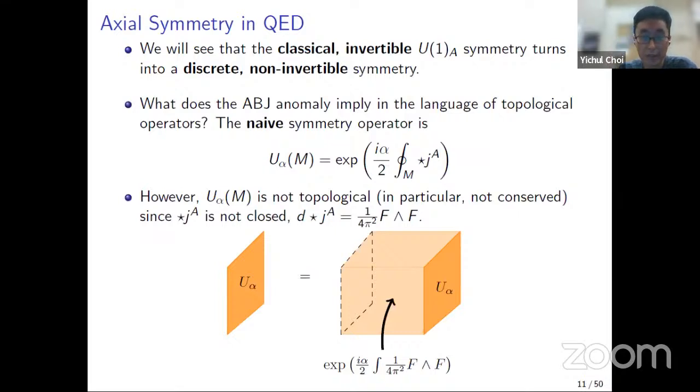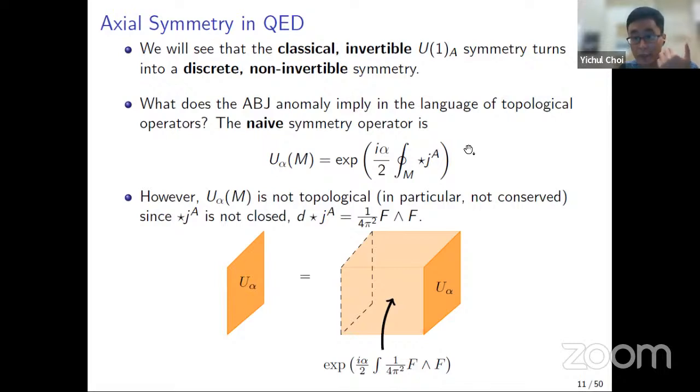But I'm going to argue now that this classical invertible U(1) axial symmetry is actually not completely broken by the ABJ anomaly. Instead, I will show that this classical symmetry turns into a discrete non-invertible symmetry at the quantum level. Now, I just said that in this talk, I will take the viewpoint where I view any topological operator as a symmetry operator and vice versa. And in this language of topological operators, what's the statement of the ABJ anomaly? Well, this goes as follows. If I had an actual good U(1) axial symmetry, then naively I will try to construct the corresponding symmetry operator U sub alpha in this way.